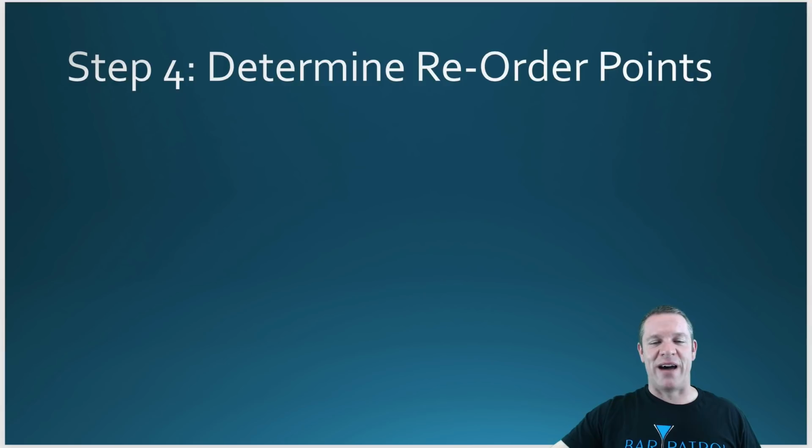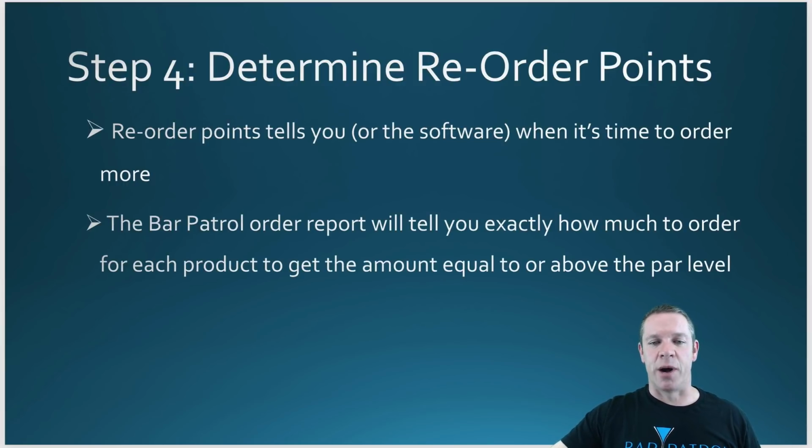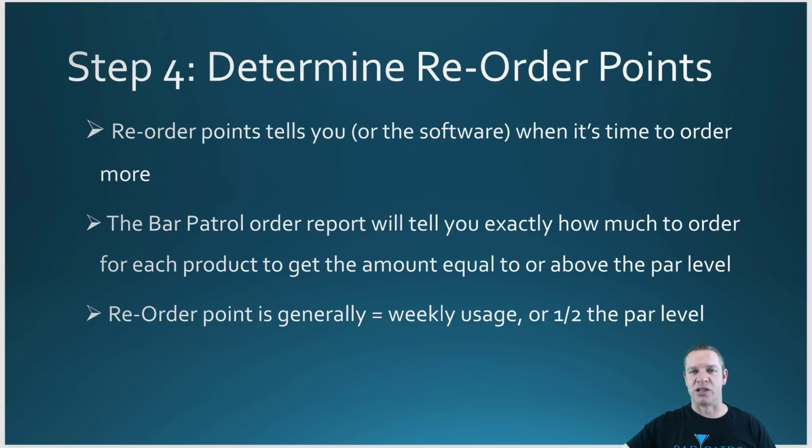Step 4, the final step, we're going to determine our reorder points. A reorder point tells you, or the software, if you have a system in place, when it's time to order more. As soon as your inventory count drops below the reorder point, it triggers that it's time to order more. The Bar Patrol order report is going to tell you exactly how much to order. All you gotta do is click a button, it emails it off. It's very easy. If not, you can go ahead and figure it out manually and then just text or call your orders in. But it's good to have that reorder point so you don't keep ordering.